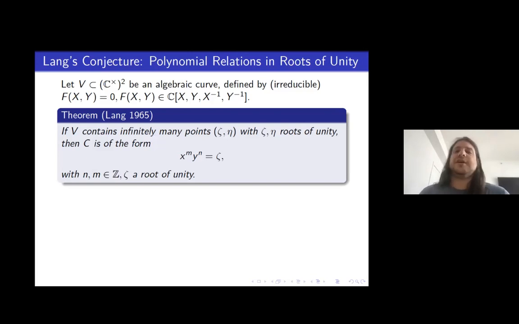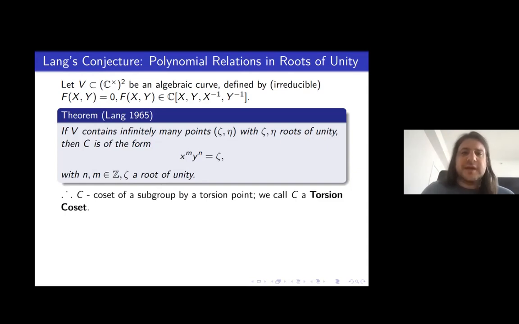Now, of course, something that comes to mind is multiplicative relation. Roots of unity are essentially defined to satisfy multiplicative relation. So you can pick 2 integers m and n, and just specify that x to the m times y to the n is some root of unity. And this is going to satisfy the condition. And the theorem that Lang proved is, in fact, this is all of them. So if you have any algebraic relation satisfied by roots of unity, it must be multiplicative in nature.